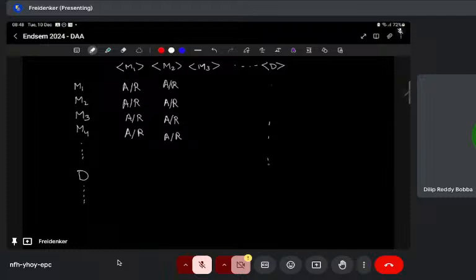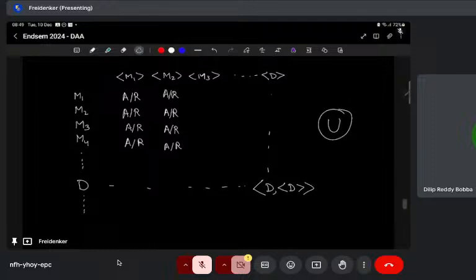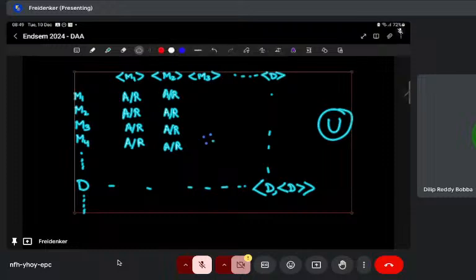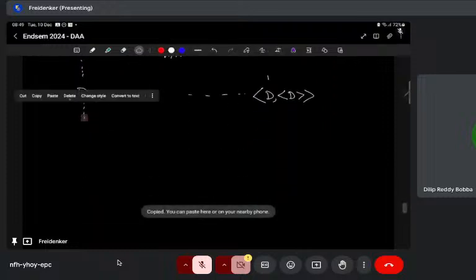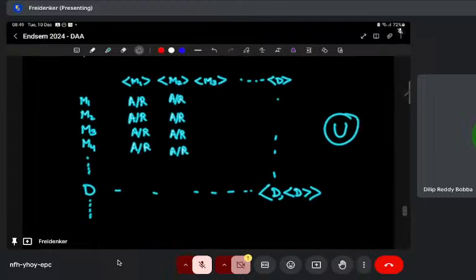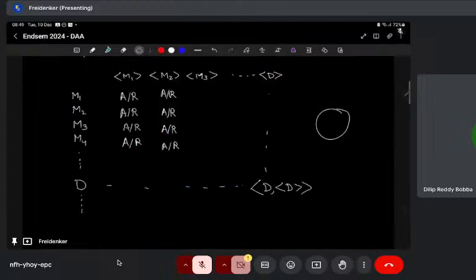So what is its corresponding input? At one point I will get D comma description of D as an input, and this is the U table, right? This is a table of U. The same thing is going to happen in D as well. In D everything is opposite, so you get reject, accept, reject, accept.